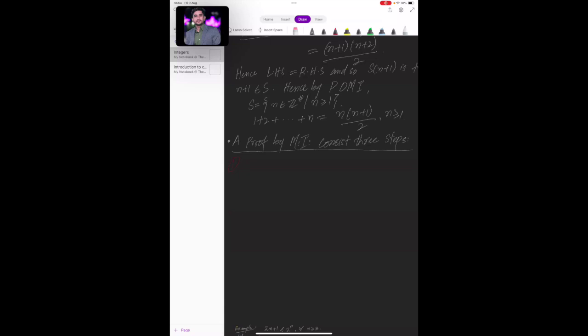Step 1 is show that n naught is inside S, i.e. S of n naught is true for some n naught inside the positive integers.